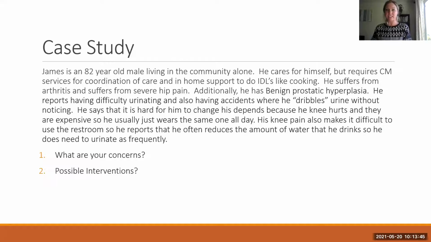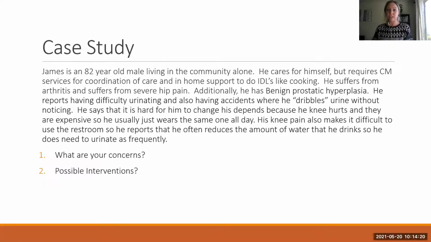All right, I'm moving on to the case study. This is a case that I actually made up, but this is not really that uncommon. This client and clients like it probably exist in the community, and you've probably met people like them. So this is James. He's an 82-year-old male. He's living in the community alone. He cares for himself in his home, but he requires case management services. He requires it for coordination of care, in-home support to do independent activities of living, including things like cooking.